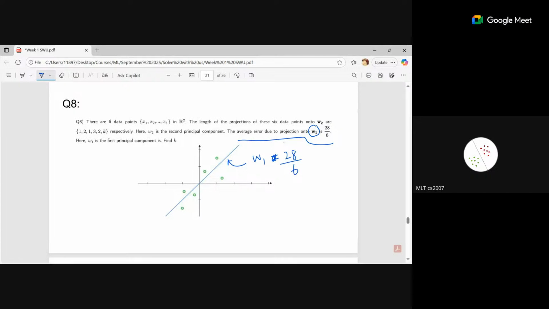So if this is the average error, what you need to find out is what should be my k. So it's kind of an extension of the question that we solved in the previous one. This is now projecting it on W2 is what you need to check. I'll give you some time for this question.